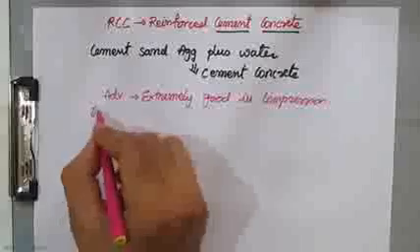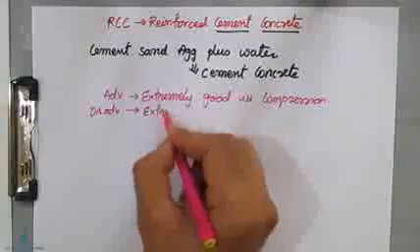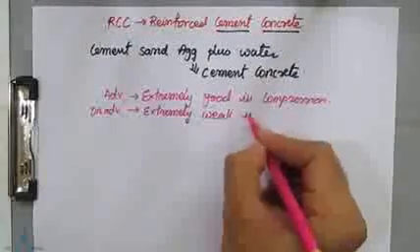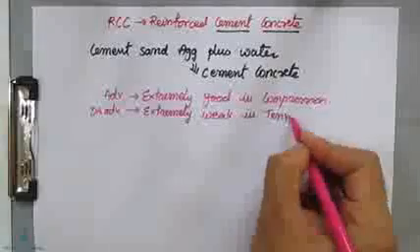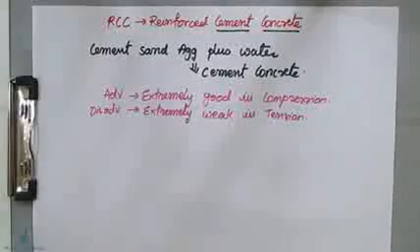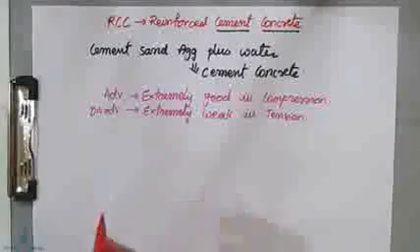So the disadvantage of concrete is that it is extremely weak in tension, right? So this is the advantage and disadvantage of your cement concrete. I will explain this by taking the example of a beam.